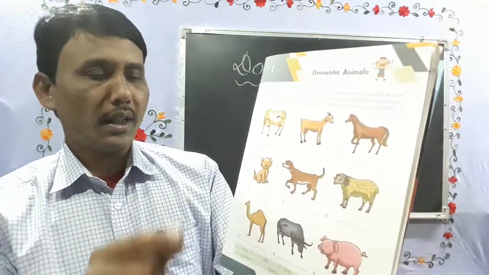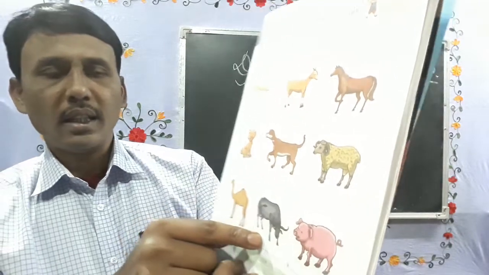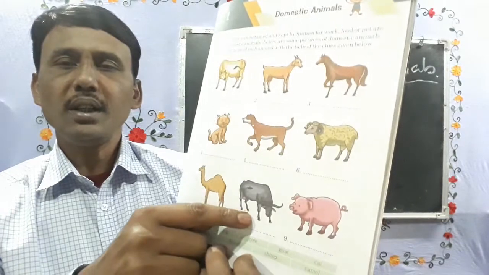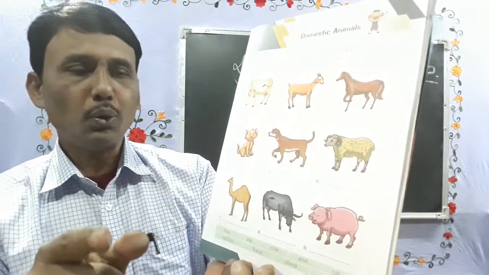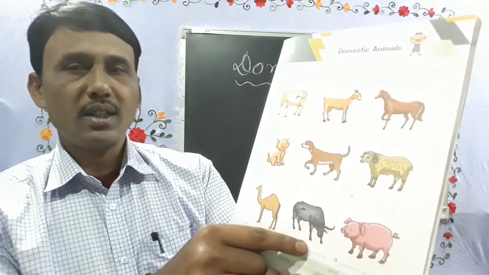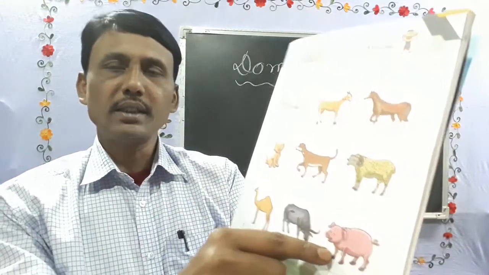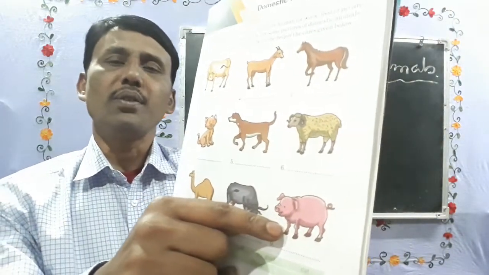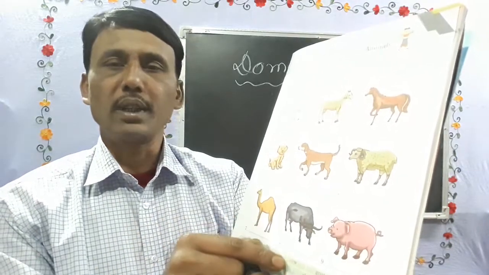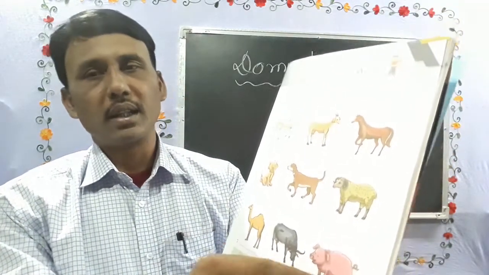Fine. Next, second last. The second last picture is a buffalo. So you will pick up the word buffalo from the list and write it here. Next, the last picture is the picture of a pig. So you will find the word pig from the list and write it below the picture of the pig. Clear?